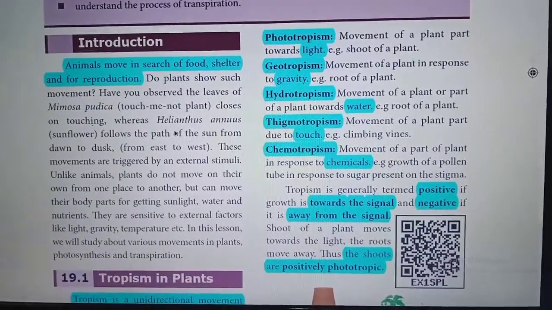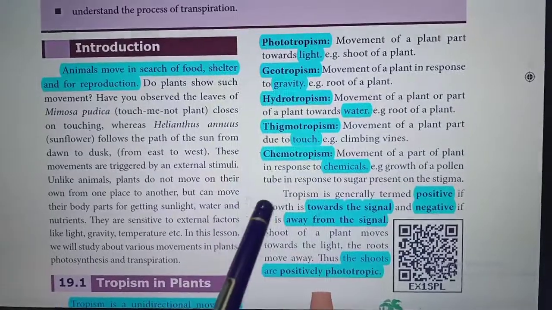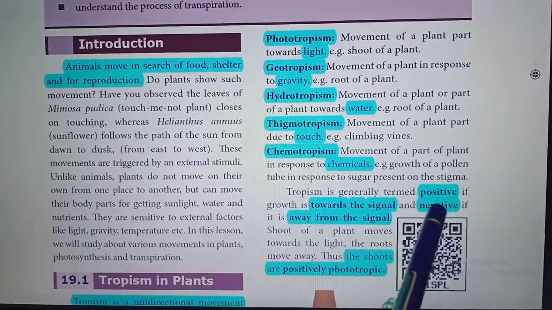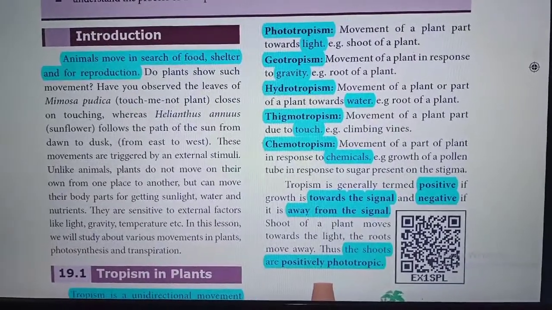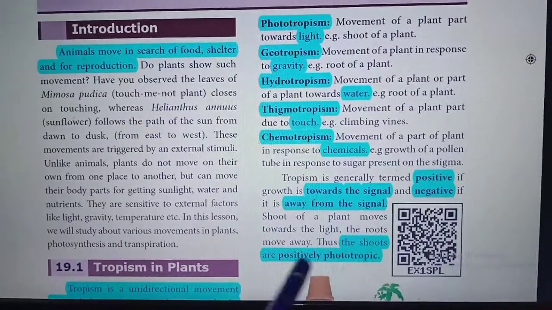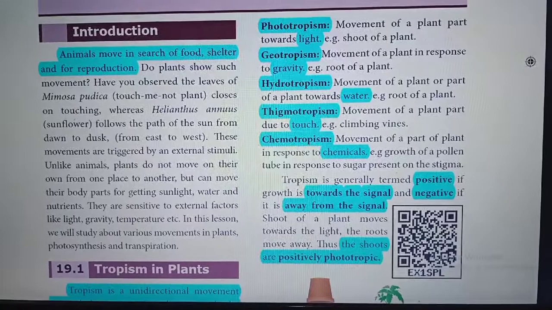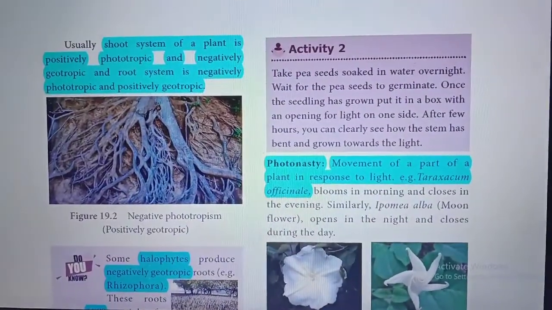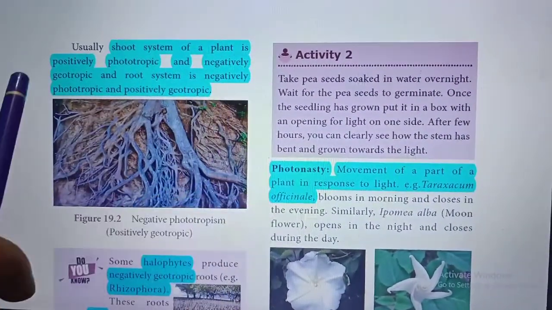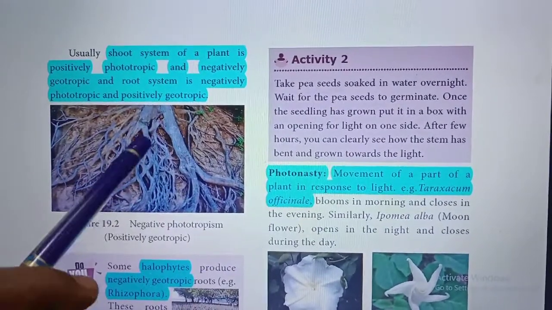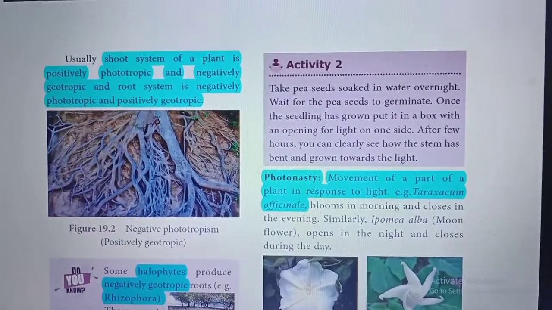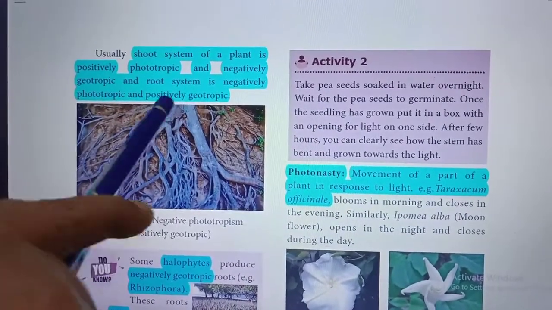Tropism is generally termed as positive if growth is towards the signal and negative if it is away from the signal. Always the shoots are positively phototropic. Shoot system of a plant is positively phototropic and negatively geotropic. The root system is negatively phototropic and positively geotropic.